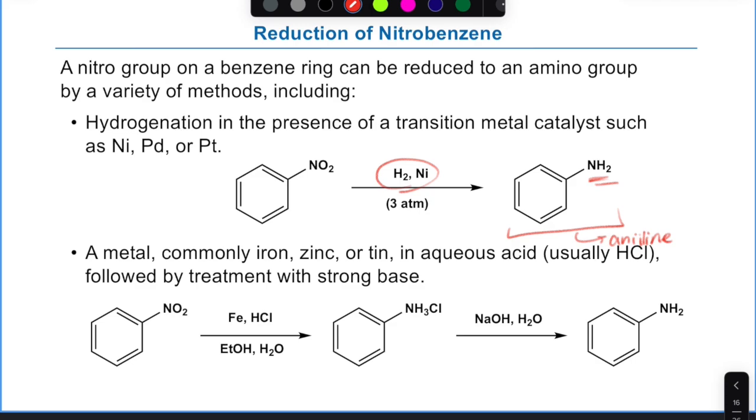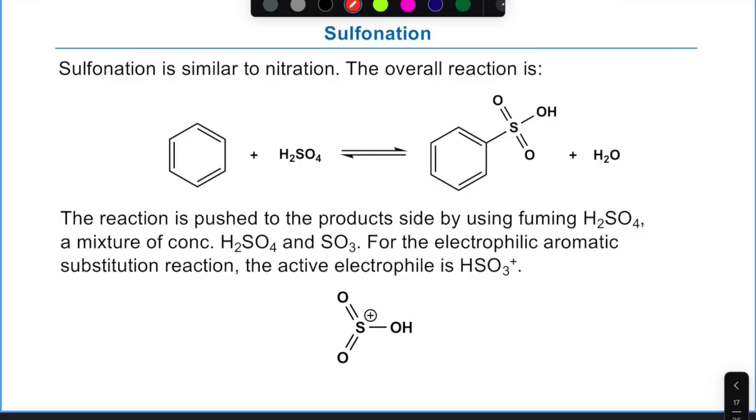So next we have sulfonation. Again, we're going to be doing this in a two-step fashion, where we're forming our electrophile, which is called HSO3+. And then we're going to be using that as the electrophile and taking our benzene ring to be our nucleophile. So you make this by fuming H2SO4.